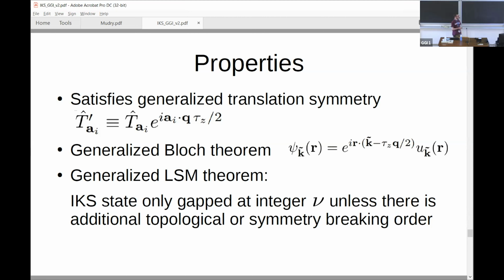I see. Once you've done that, everything is just as usual. So you can do all the same formalism and compute Chern numbers in this k prime. You compute the Chern number, but instead of integrating over k, you integrate over k tilde.